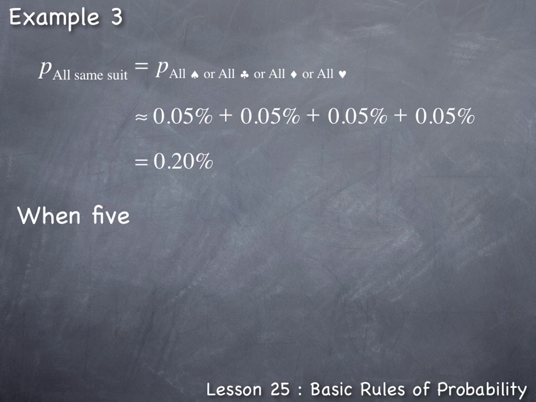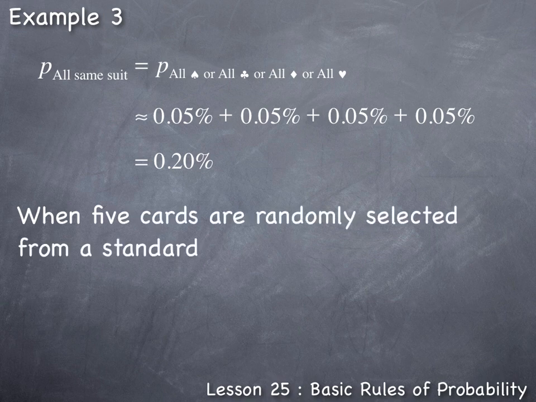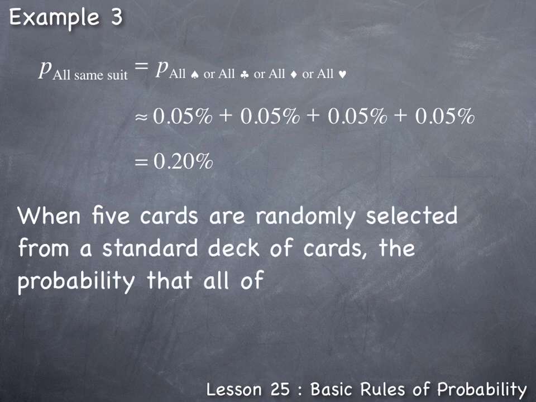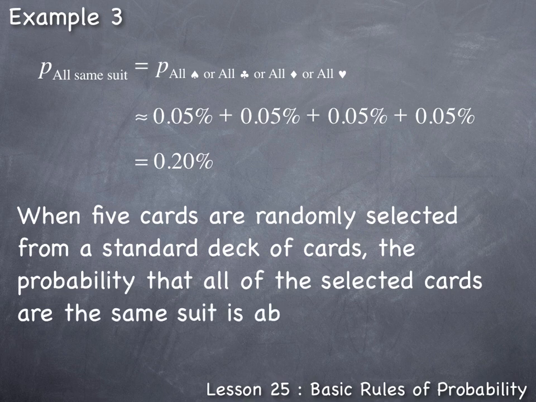Thus, when 5 cards are randomly selected from a standard deck of cards, the probability that all of the selected cards are the same suit is about 0.20%. This is very close to 0, meaning that it is very unlikely to randomly select 5 cards and get all of them of the same suit.